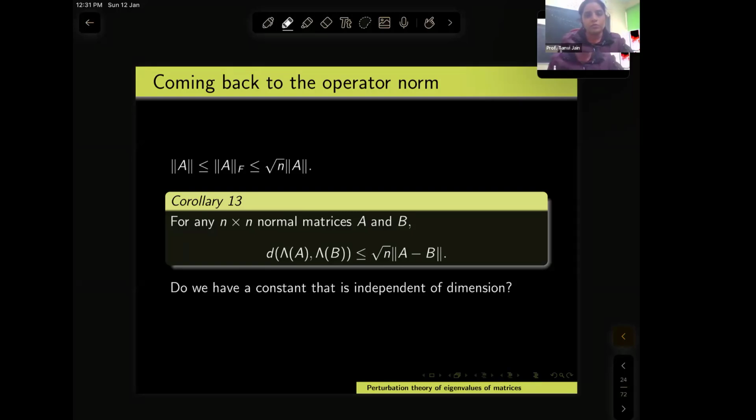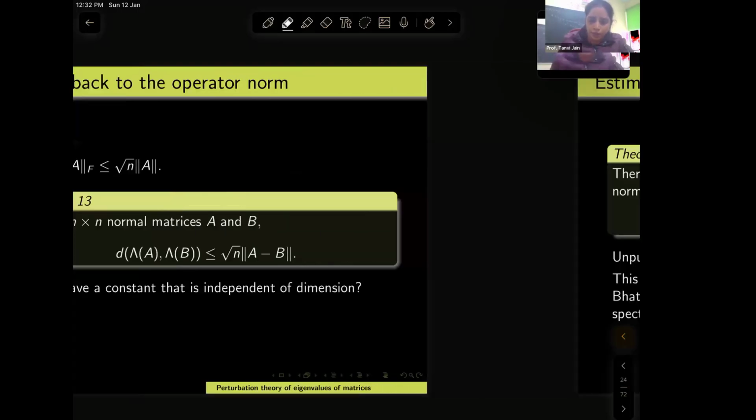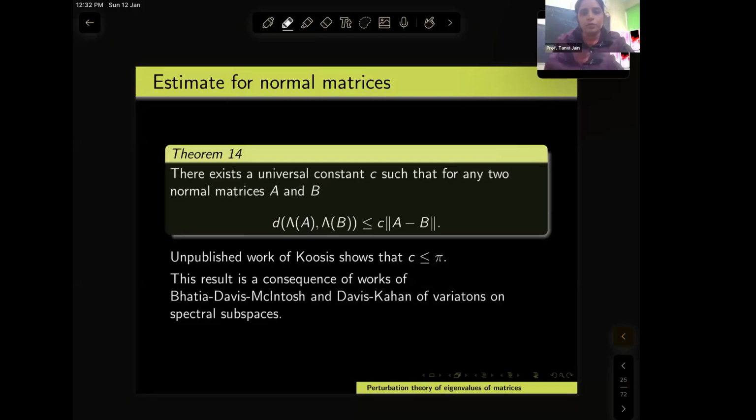If it is n cross n, so if it is 10 cross 10, it's square root 10. If it is 1 million cross 1 million, it's square root of a million. So it's growing. The question is, can we have a constant which is independent of the dimension? Can we have a constant which is not dependent on A, B, or the dimension of A and B? Yes. And this is, in fact, beyond the scope of our course. So this is a beautiful theory.